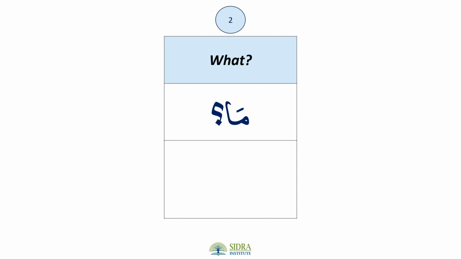The next instrument of questioning is ma. Repeat. Ma. And ma means what. For example, ma hadha, what is this?